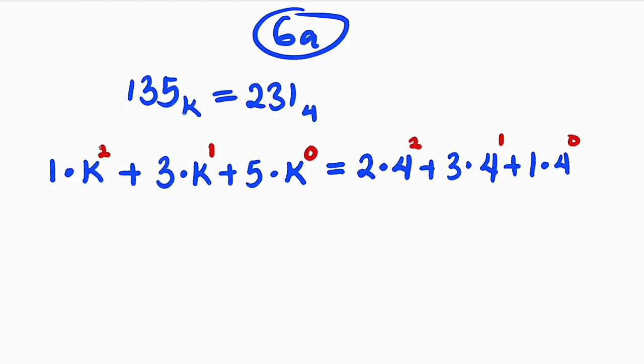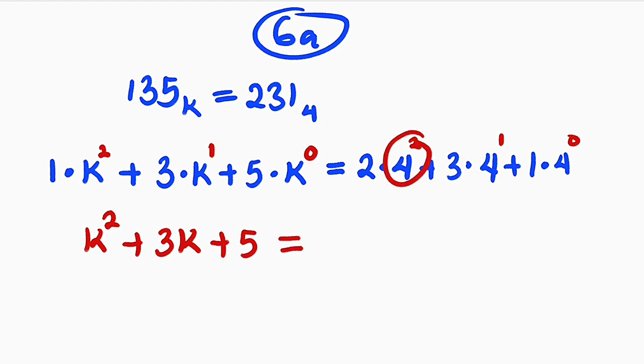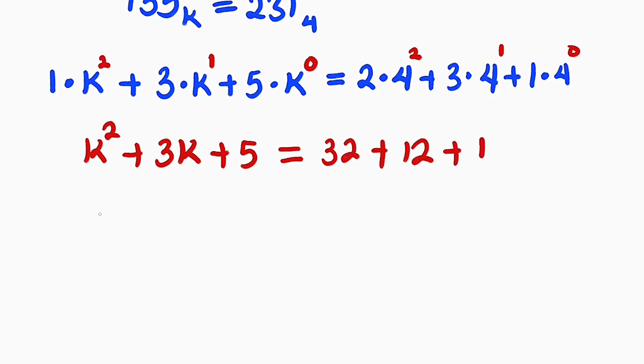Let's simplify this. k squared times 1 is still k squared, plus k to the power of 1 is k times 3 is 3k, plus k to the power of 0 is 1 times 5 is 5, and this is equal to 4 squared is 16, and 16 times 2 is 32, plus 4 to the power of 1 is 4 times 3 is 12, plus 4 to the power of 0 is 1 times 1 is still 1. Let's simplify. This is still k squared plus 3k plus 5.